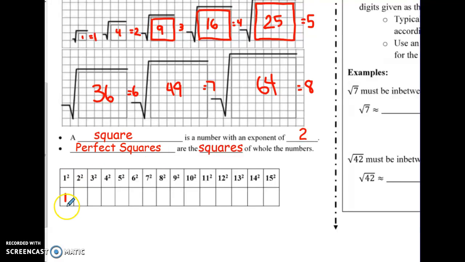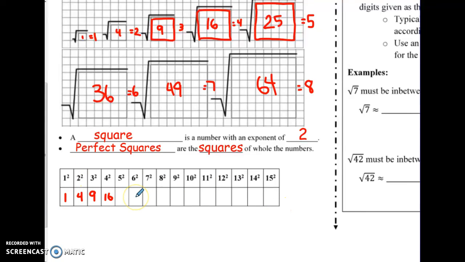Okay, 1 times 1 is 1. That gives us a perfect value, just like we drew these squares up top. We could be drawing them again. But anyway, 2 squared is 2 times 2 or 4. 3 squared is 3 times 3 or 9. And I'll let you keep working. Pause the video for a second so you have the time.